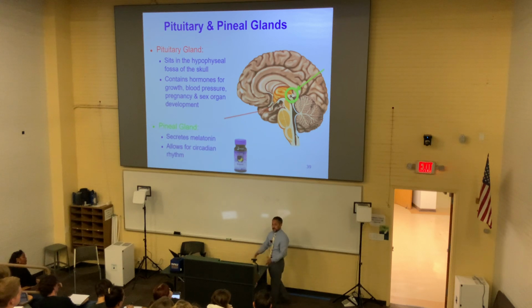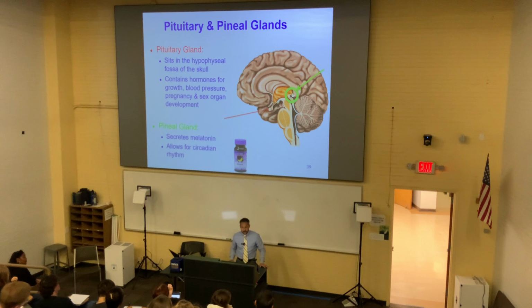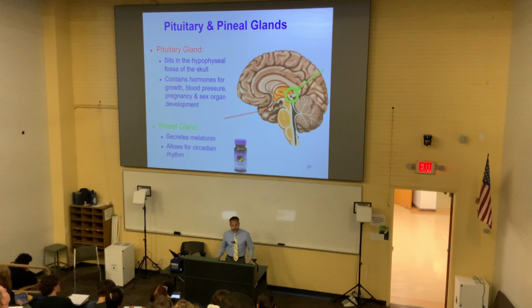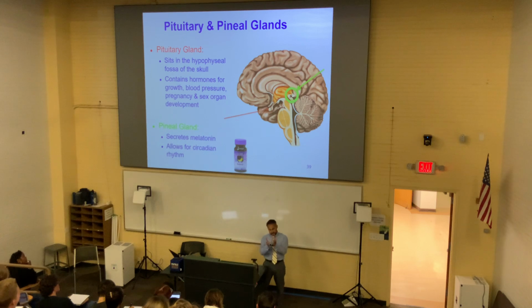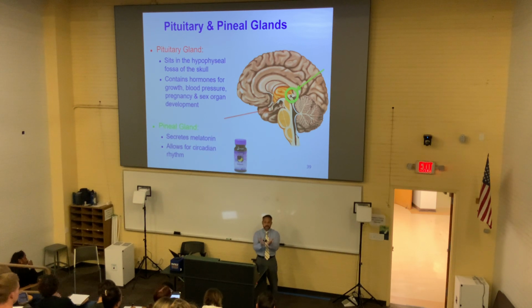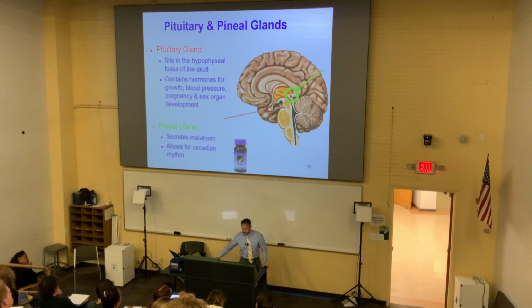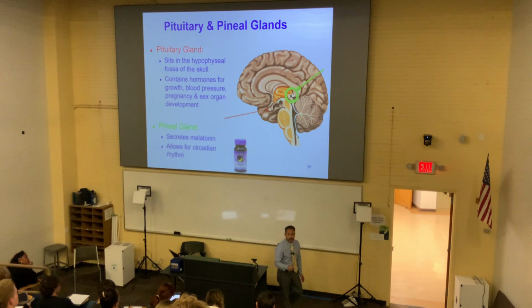Now, it's not the only thing that it controls. You can see the list here of sexual organ development, blood pressure, pregnancy. But a lot of endocrine hormonal regulation happens from the pituitary gland. It sits in this location in the skull known as the hypophyseal fossa. It's kind of like a fossa is like a bowl, like a little indention. Now, the pineal gland is really an interesting gland.